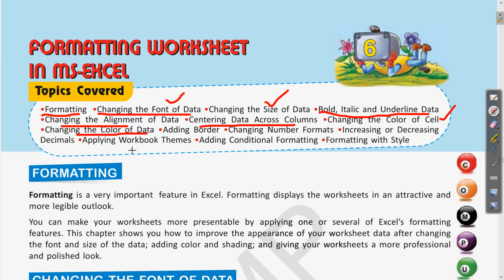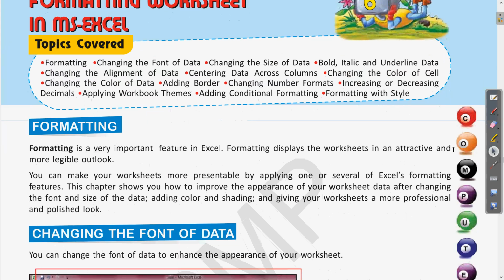Then there are few themes which is already defined in this Excel software, so we can apply those themes in the workbook. Then if you want conditional formatting, this can be done. Then formatting with style. So all this about the formatting in Excel, about the formatting the worksheet, we are going to see in this chapter. So let us first see what exactly formatting means and what all it is.